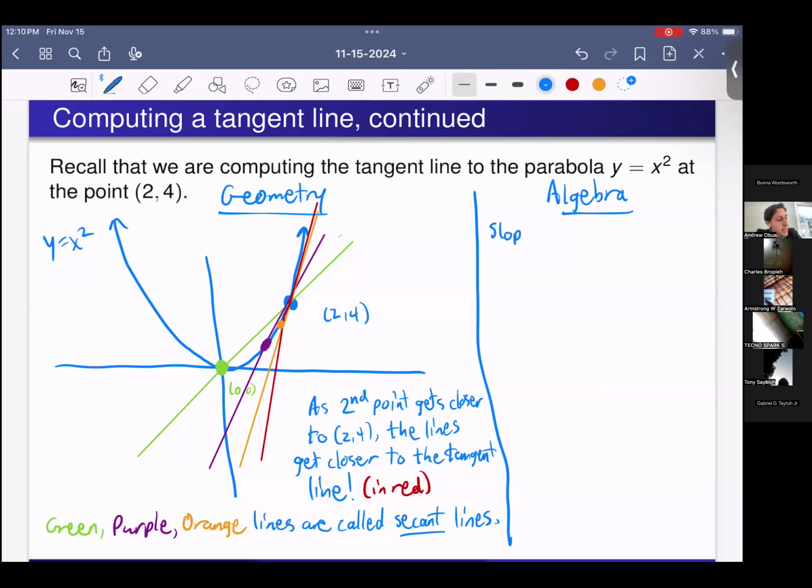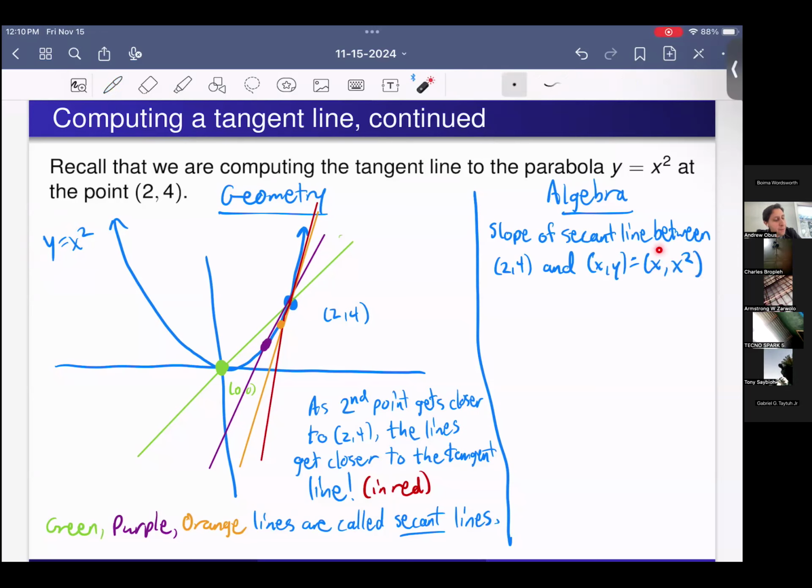Well, the algebra says the slope of the secant line between, let's say, 2, 4, which is one of our points, and the other point. Well, the other point is just some point on the graph. This is the graph y equals x squared. So if I have a point on the graph x comma y, it's always of the form x comma x squared, because it has to lie on the graph. If the x value is x, the y value has to be x squared. That's what the graph y equals x squared means.